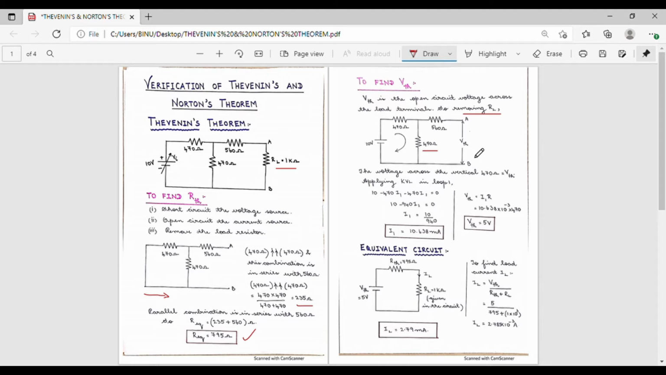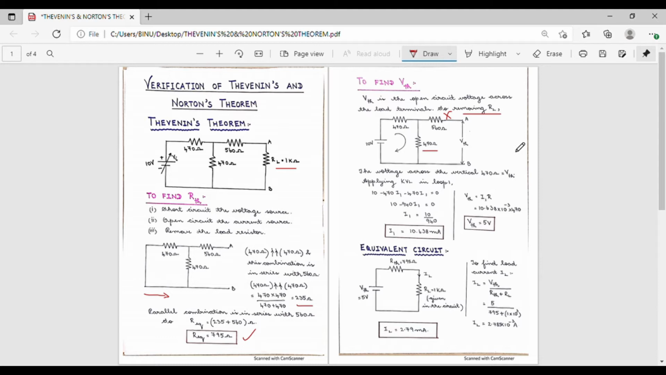VTh is the open circuit voltage appearing across the load terminals. In order to find V Thevenin, we are supposed to remove the load resistor from the given circuit. After removing the load resistor, we have a 10 volt DC source along with the resistors. If we find the voltage across this 470 ohm, that voltage will be equivalent to the Thevenin's voltage, because the voltage that appears across this 470 ohm resistor is the open circuit voltage across the load terminal.